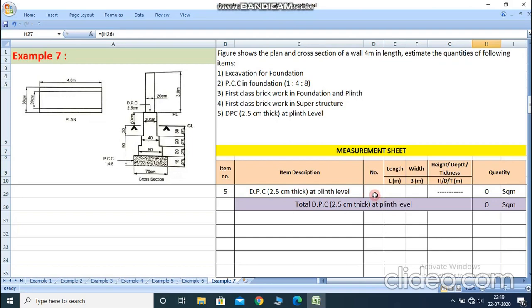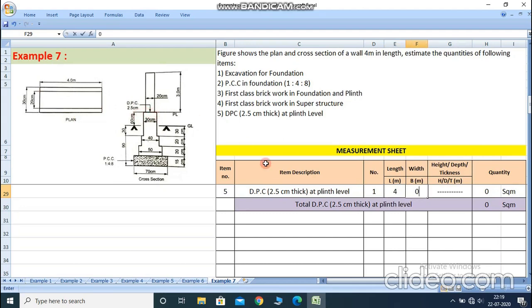Now for DPC at the plinth level, only a single number, one, is given. The length is already in this part. DPC is provided between the 30 centimeter and 20 centimeter, these two step walls. So here 4 meter is the length. Then the width of the DPC is 30 centimeter.